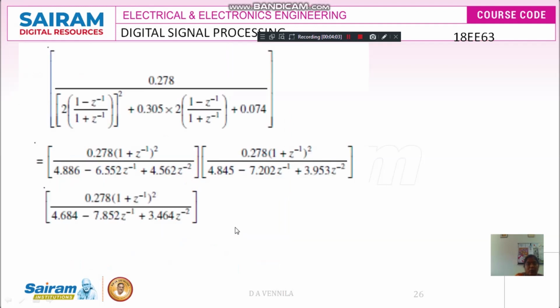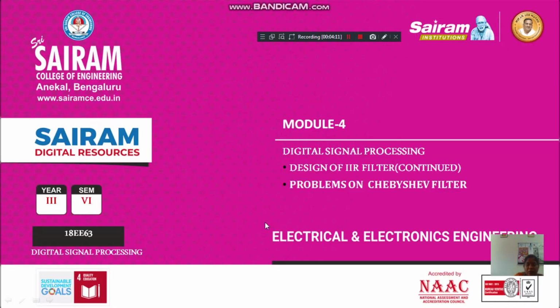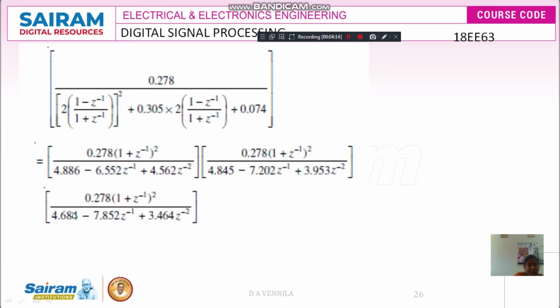For all the values I am going to substitute. After substituting and simplifying the denominator, all three equations need to be simplified. After simplifying, you will get 0.278 into 1 plus z power minus 1 whole square divided by 4.886. You need to simplify all the equations, and finally 1 plus z power minus 1 whole square goes to the numerator. So this is your digital transfer function for the given specification using the bilinear transformation technique.